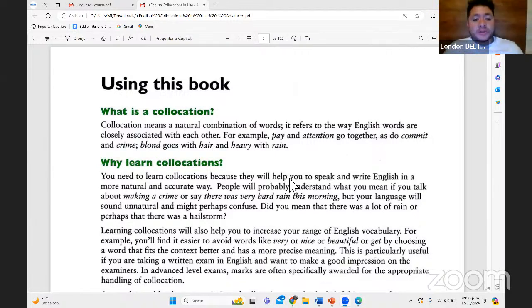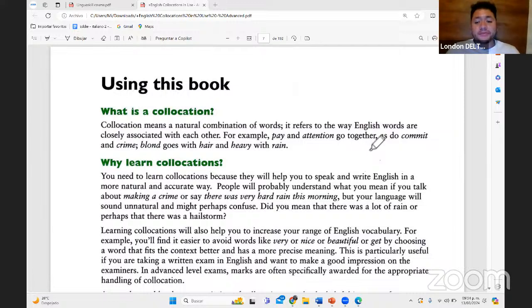So, let's see. Collocation, ¿qué es una colocación? Collocation, una colocación significa una combinación natural de palabras. For example, we have here some synonyms. Pay, el verbo pay, y attention van juntos, no put. Right? Let's say that these are like married words. Son como palabras que están casadas una con otra, ¿no? So you don't, well, you can, but you usually don't separate them, right?